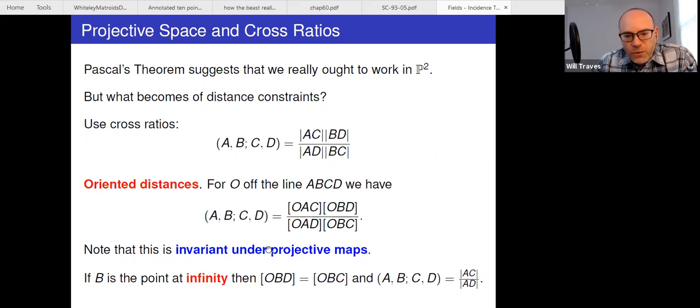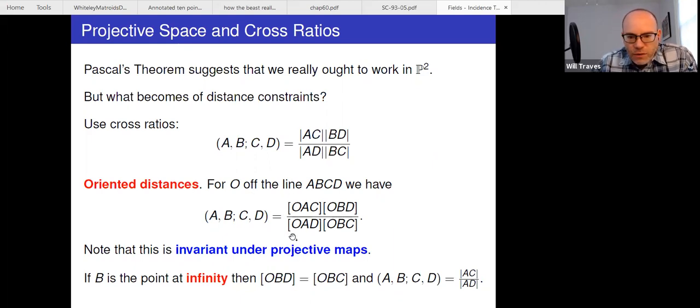So it's a little exercise to check that these two things agree when they both make sense, and that this extends things to all these cases, and doesn't depend in particular on your choice of O, as long as it's off the line.